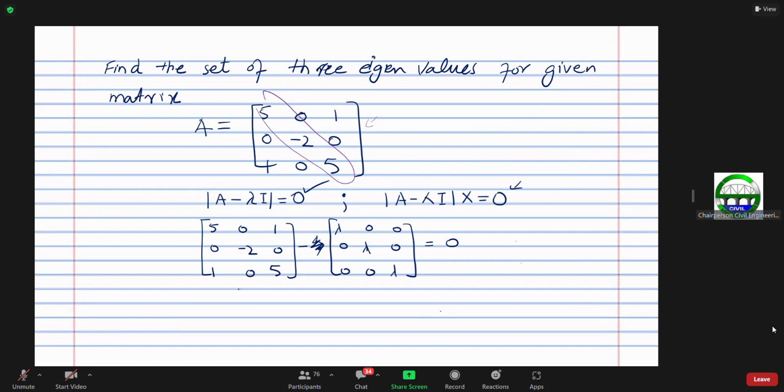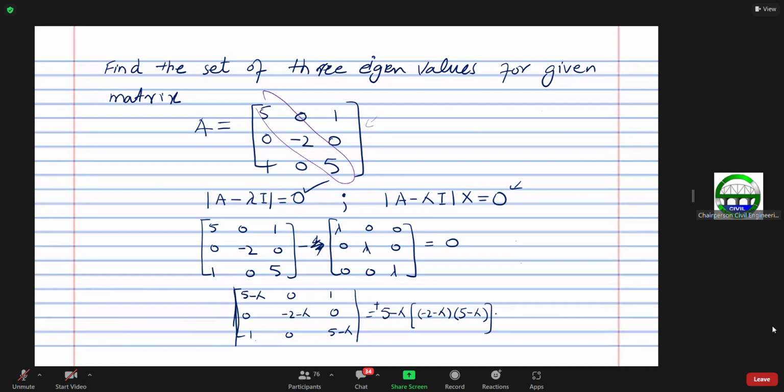So once I remove this, it will be 5 minus lambda, and then 0 and 1. And 0, minus 2 minus lambda, and 0. And then 1, 0, 5 minus lambda. So basically, we are calculating the determinant. How we calculate the determinant, you already know. For a 3 by 3 matrix, it will be equal to (5 minus lambda) into (minus 2 minus lambda)(5 minus lambda), right?